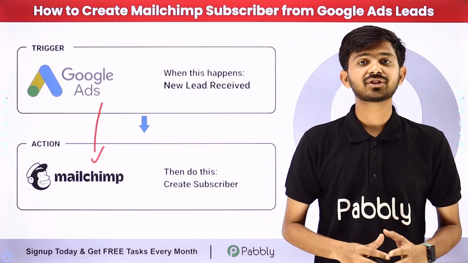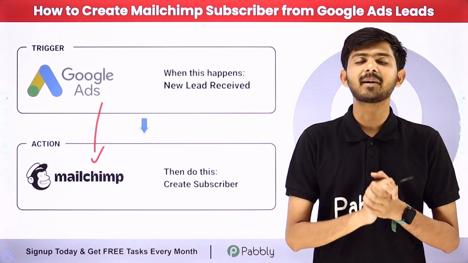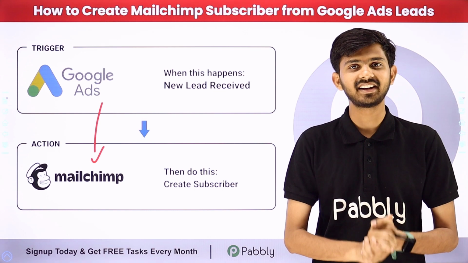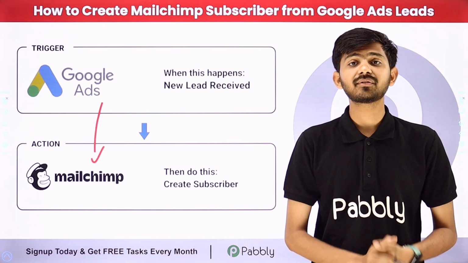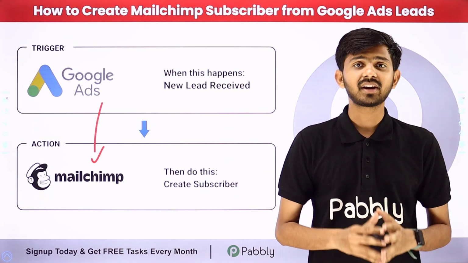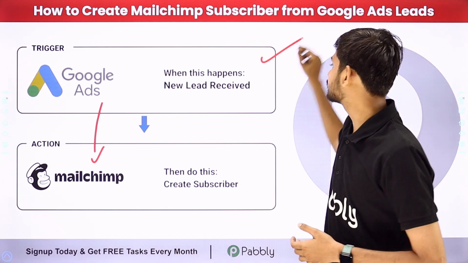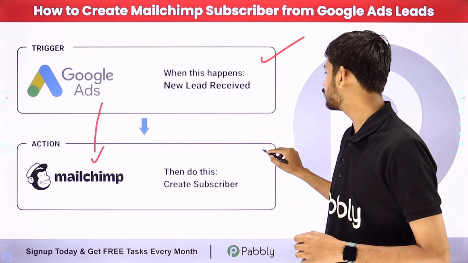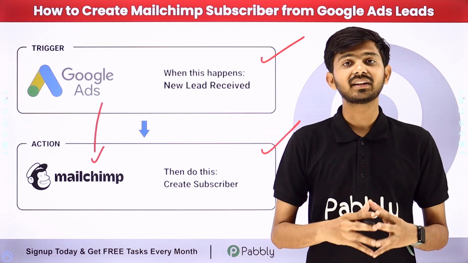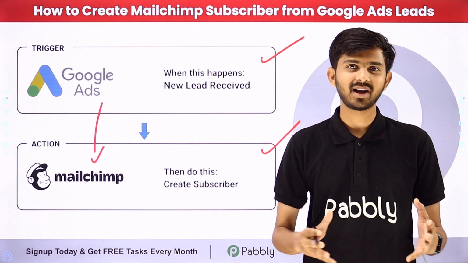So for building this connection, I'm going to use Pabbly Connect, which is an amazing software for automation and integration. In Pabbly Connect, I have to use trigger and action. In the trigger application, I'm going to use Google Ads. In the action application, I'm going to use Mailchimp. So how am I going to build this connection? For that, let me take you to my computer screen.